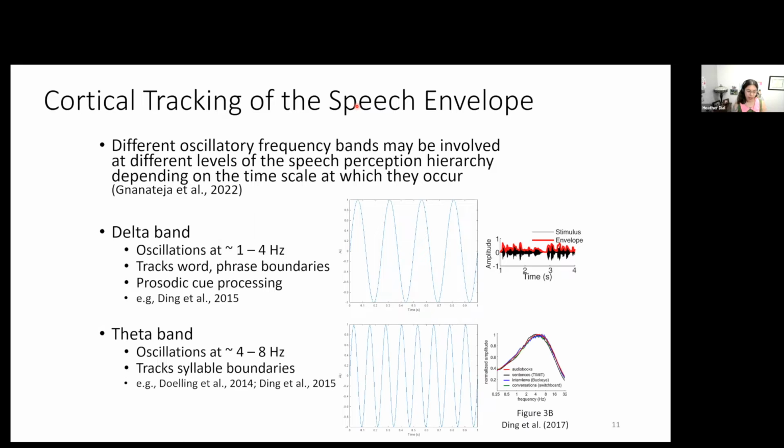The theta band is a little bit faster, still pretty slow, but about 4 to 8 hertz, so about 4 to 8 cycles per second, which is the rate at which syllables are produced. And here in the bottom corner, I have a modulation spectrum, which shows the peak syllable rate here, and you can see it falls in that 4 to 8 hertz range. So the theta band has been linked to tracking syllable boundaries.